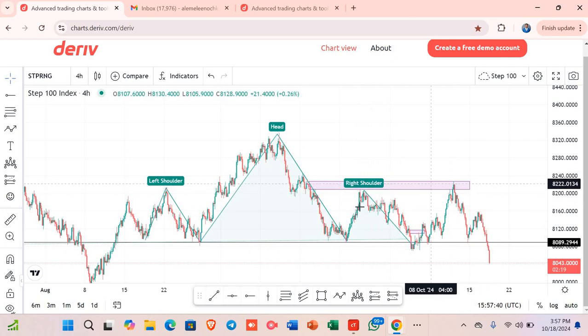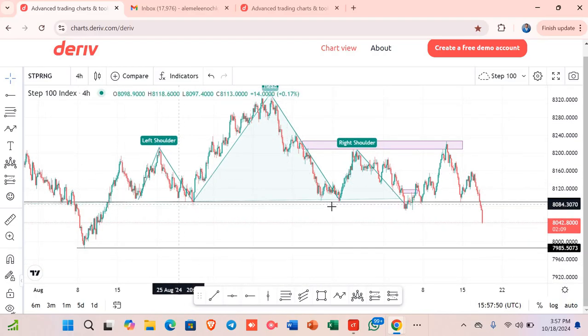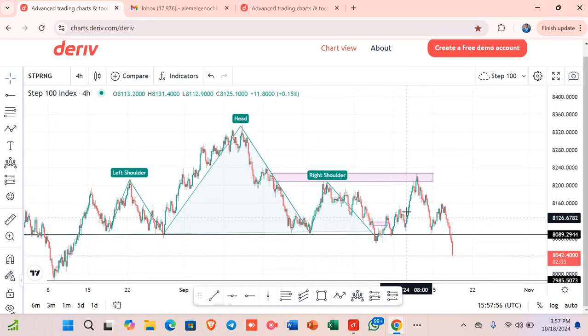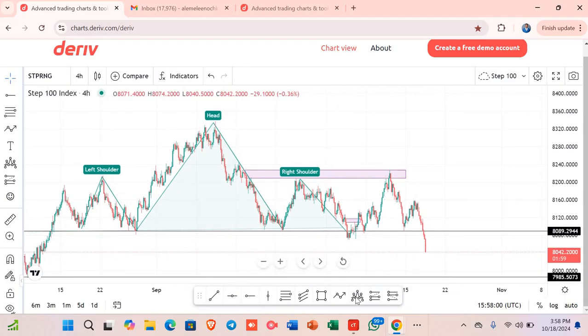Okay, I created this supply zone. So when the price formed this head and shoulder, price was not able to break this level of support, the horizontal line. So it continued to form another structure, which is also another head and shoulder pattern. You can see it clearly from here.